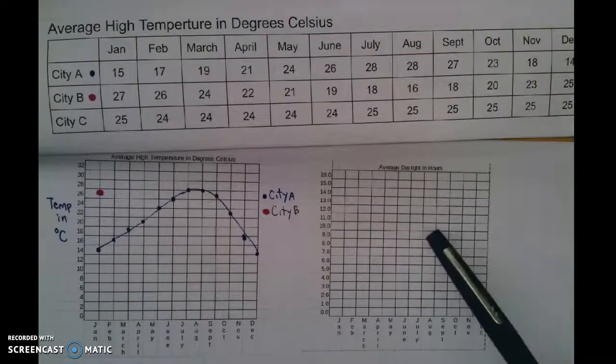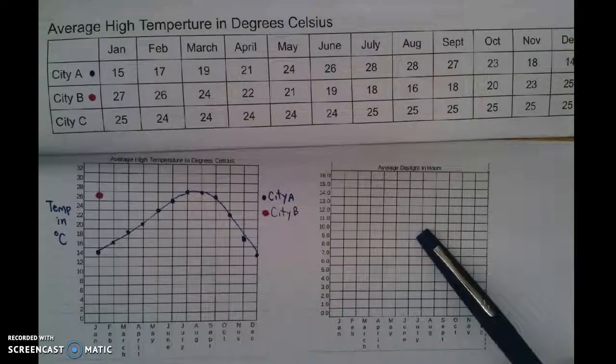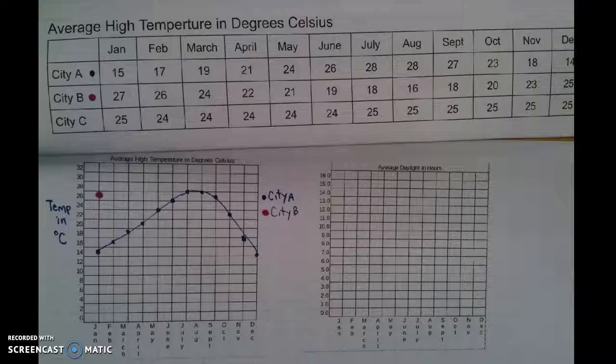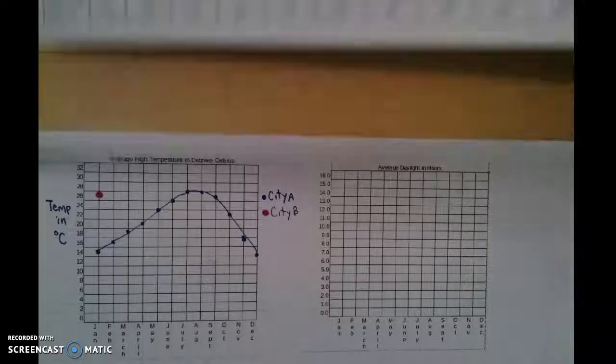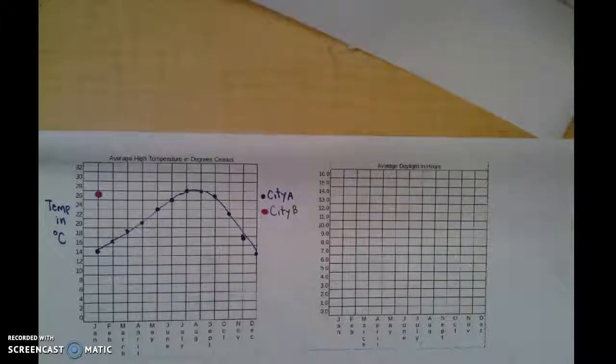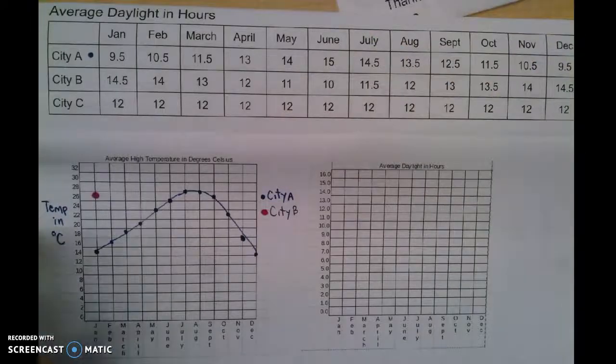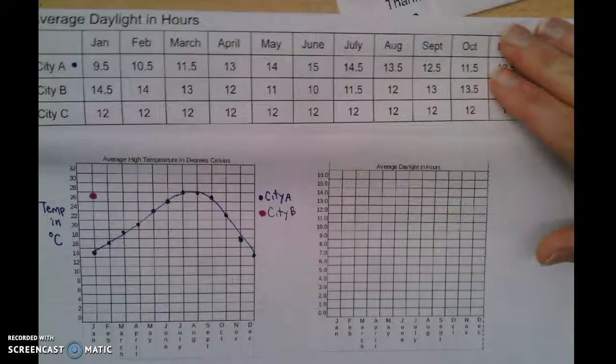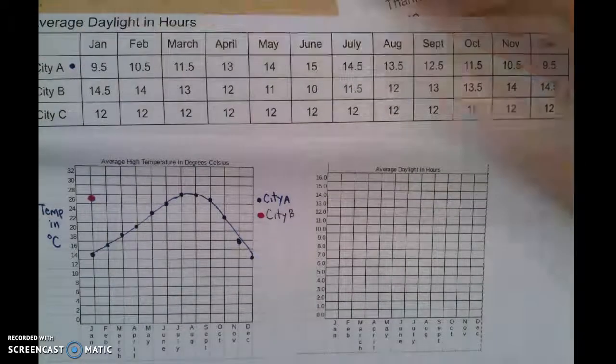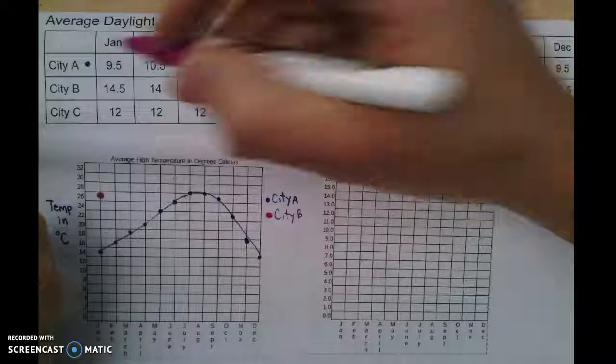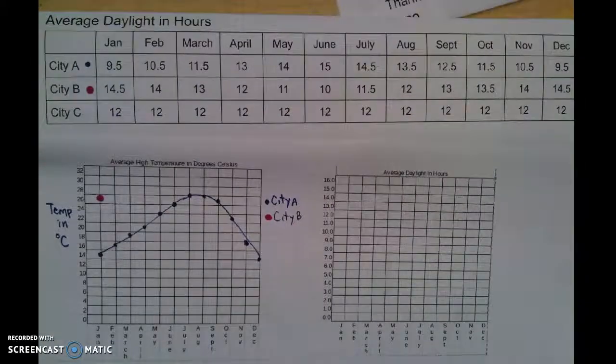Now, you'll notice over here, this is a different graph, average daylight in hours. To get that data, you're going to look at the other data table that you've been given. And this is our average daylight in hours. You'll notice again I have city A done in blue. I'll do city B in my same pink color, and city C, whatever color I choose on my first graph, I will use on my second. Make sure that you check in with my notebook if you're confused about how to do this and you want to check your answers. Good luck and have fun plotting some data.